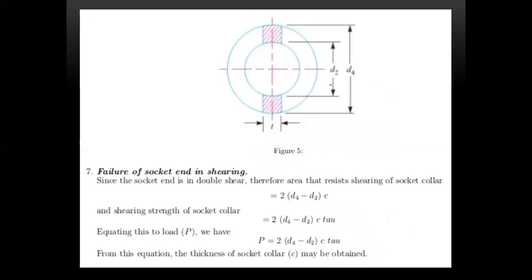In the figure, this is the d2 diameter, and this one is the d4 diameter, so we can obtain this d4 diameter. Next is failure of the socket end in shearing. Since the socket end is in double shear, the area resisting is (d4 minus d2) into t. Therefore, the shearing strength is equal to 2 into (d4 minus d2) into t into tau. Equating these two loads, we get P equals (d4 minus d2) t into tau. With this, we will determine the thickness of the socket collar.